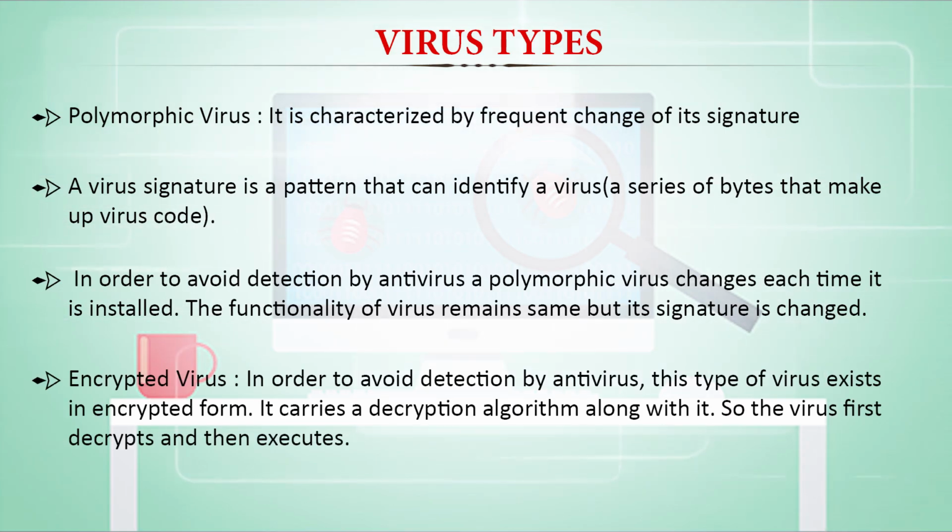Encrypted virus is another kind of virus. In order to avoid detection by antivirus, this type of virus exists in encrypted form. It contains a decryption algorithm along with it. So the virus first decrypts and then executes.